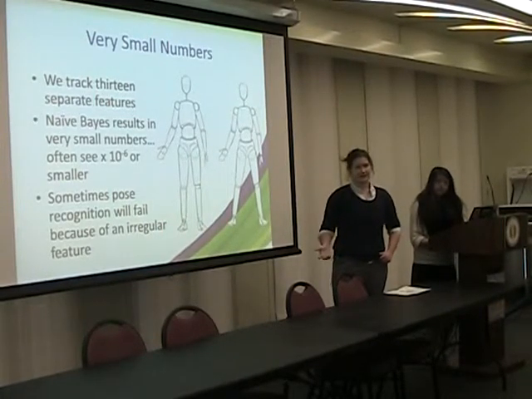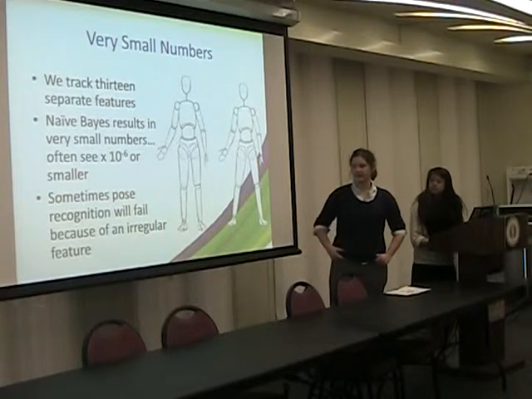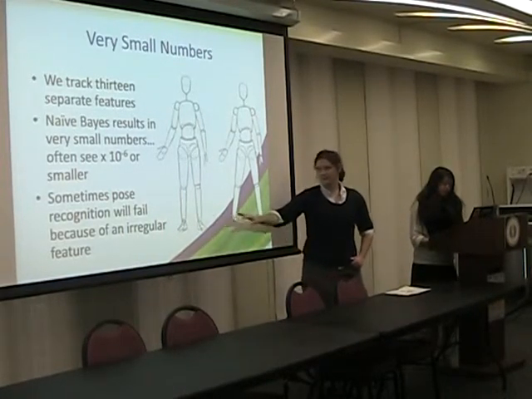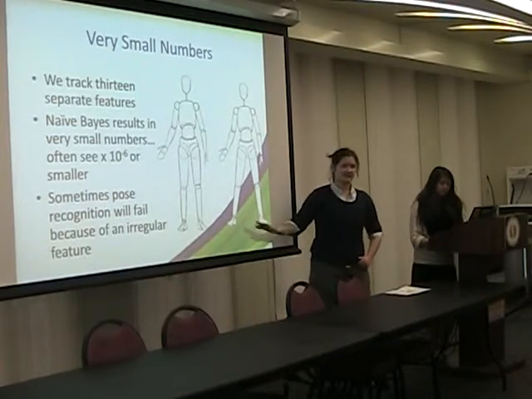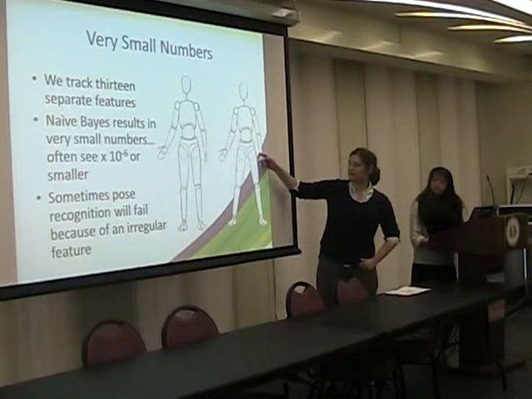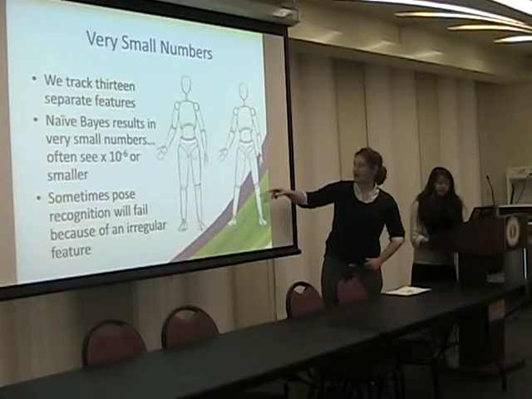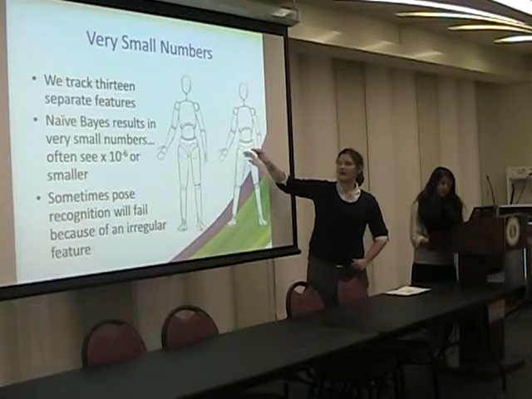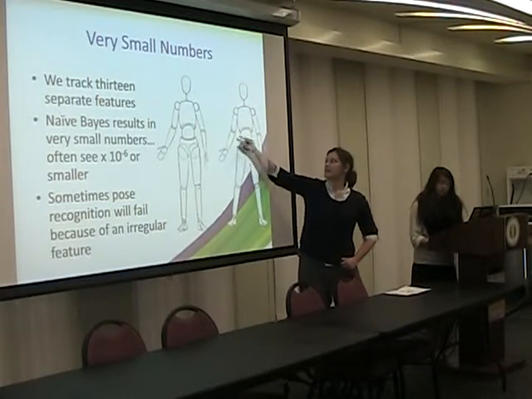And then sometimes you get a problem where the pose recognition will fail because of an irregular feature. In this example, these people are doing roughly the same pose, and we want it to identify as the same pose. But if you look at the legs, this person's legs are at more of an angle than this person's. And really for this pose, we don't even care about the legs at all. All we care about is this arm and this arm here.